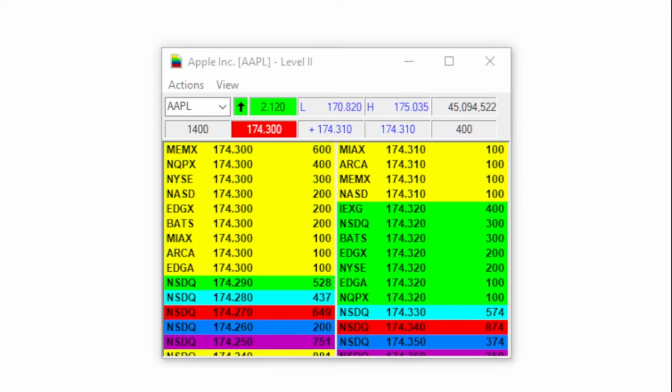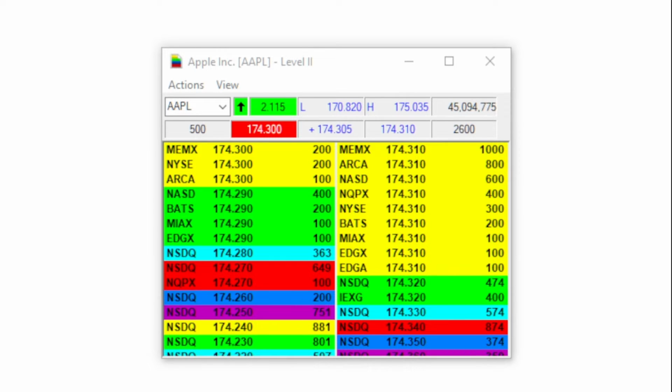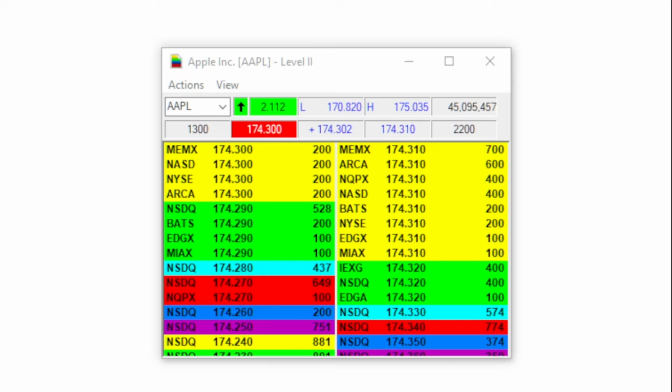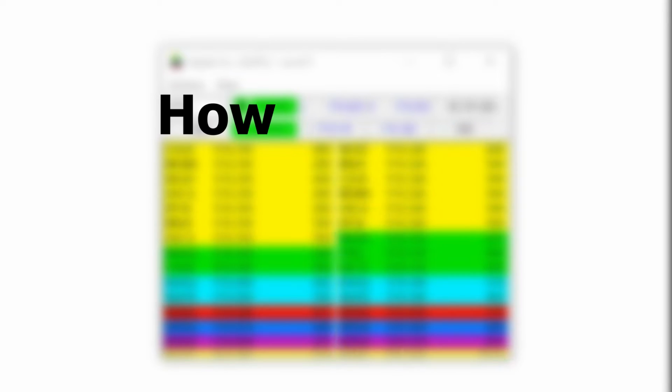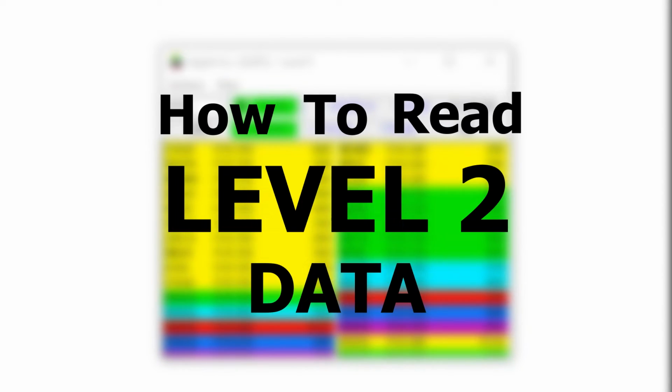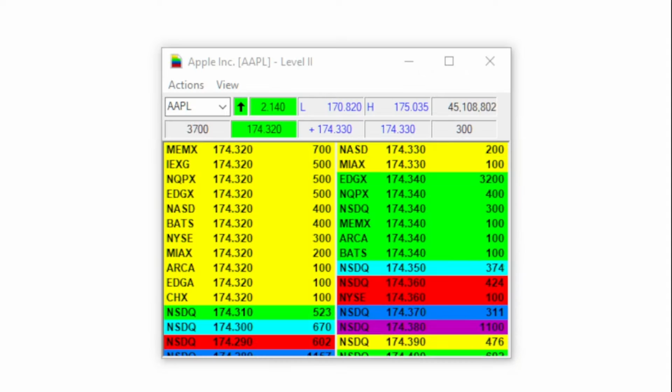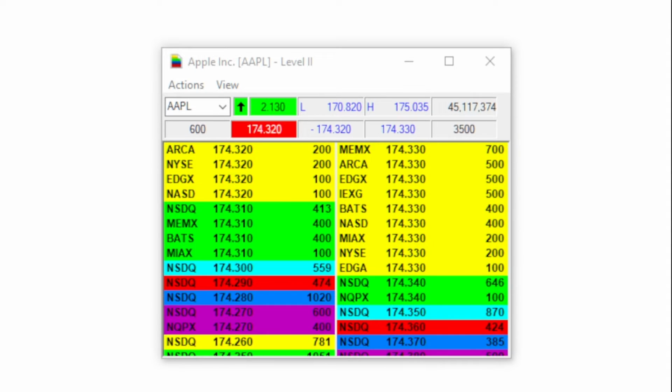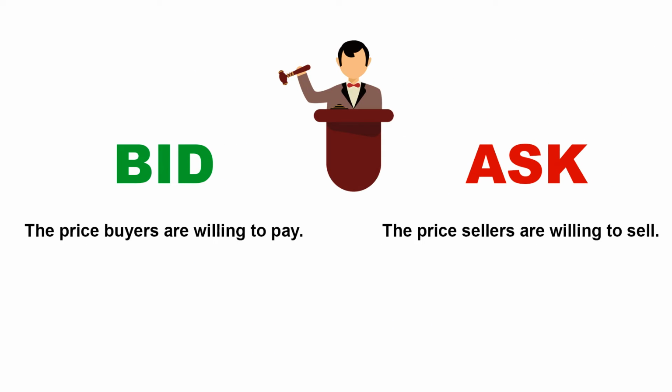For every stock you want to buy, there has to be a seller, and for every stock you want to sell, there needs to be a buyer. So it's important to learn how to read level 2 data because it tells us what prices these buyers and sellers are bidding and asking for. But before we get into the actual level 2, let's go over what the bid and ask means.